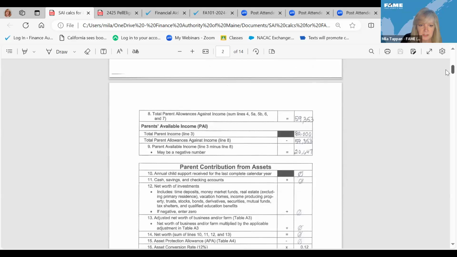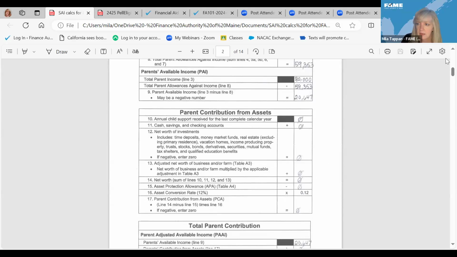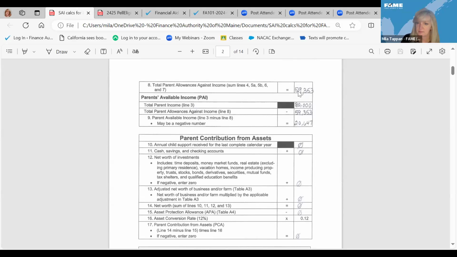I wish the total was on the same page. So here's what the total of all of the allowances are, just over 59,000. The allowances again were the taxes paid, Social Security tax, the income protection allowance, and then the employment allowance. We total all of those up and we get 59,000, a little over. Then we take the parent income, we subtract out the allowances, the protections for their income, and here is what's left, about 20,000. We're not going to assume all of that's the SAI, don't panic, but that's the amount that's considered potentially available.